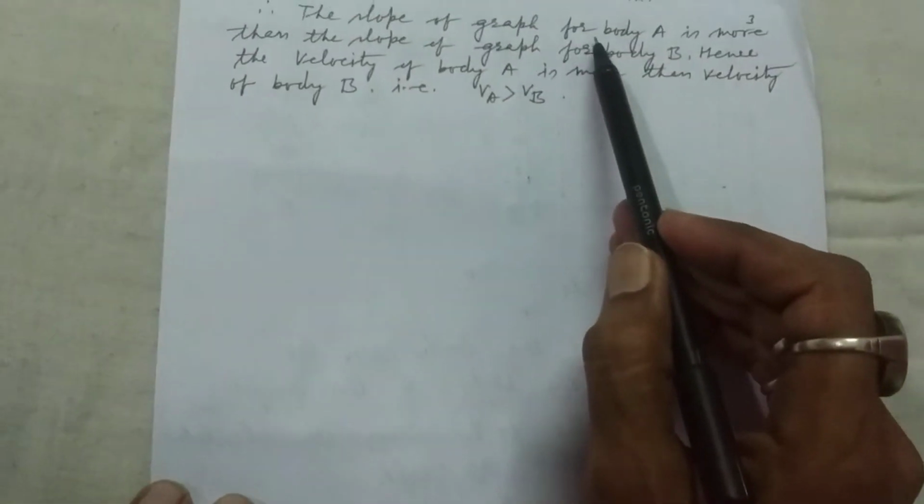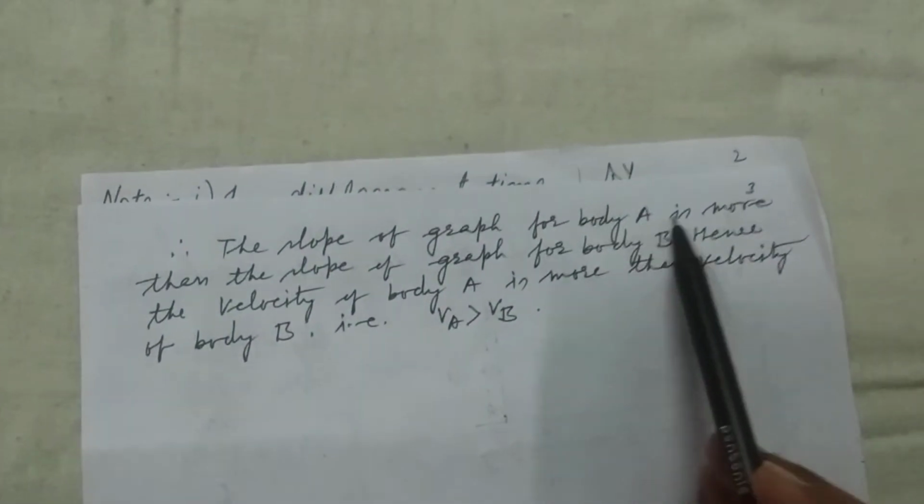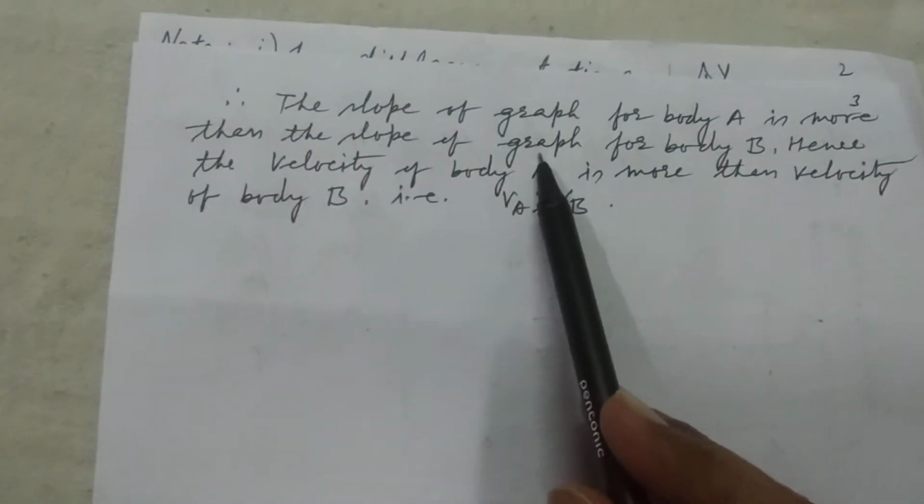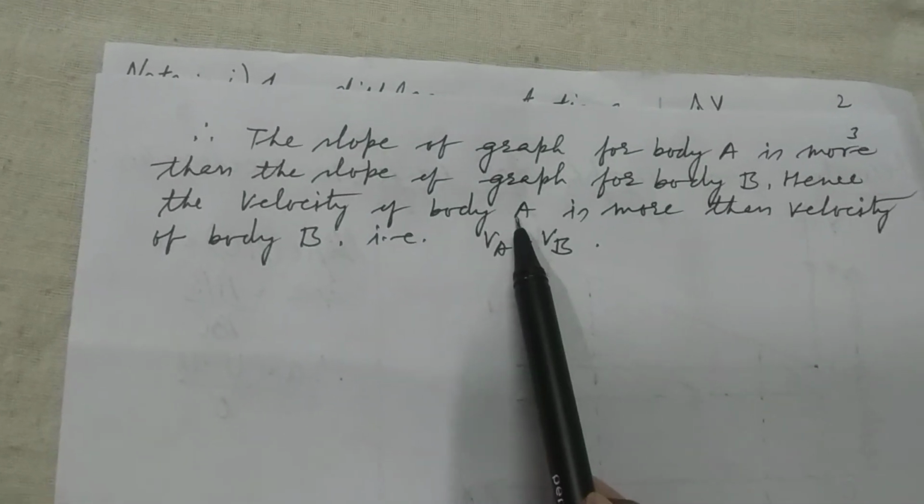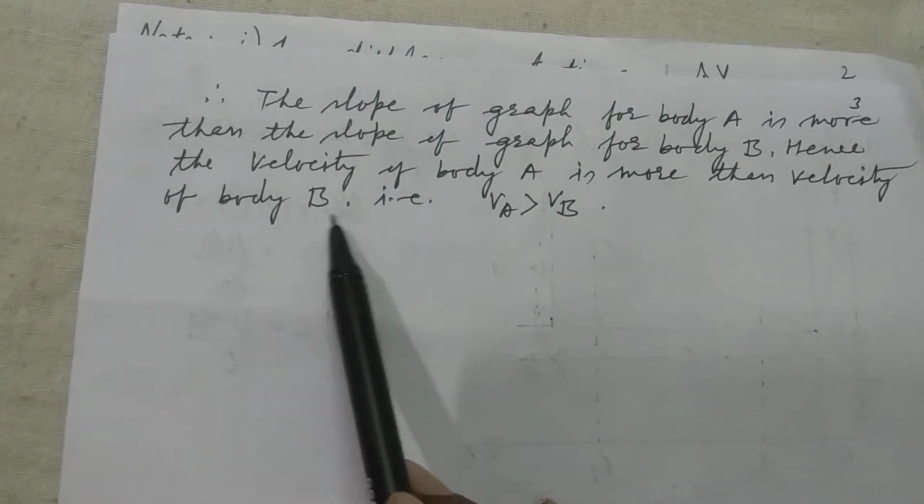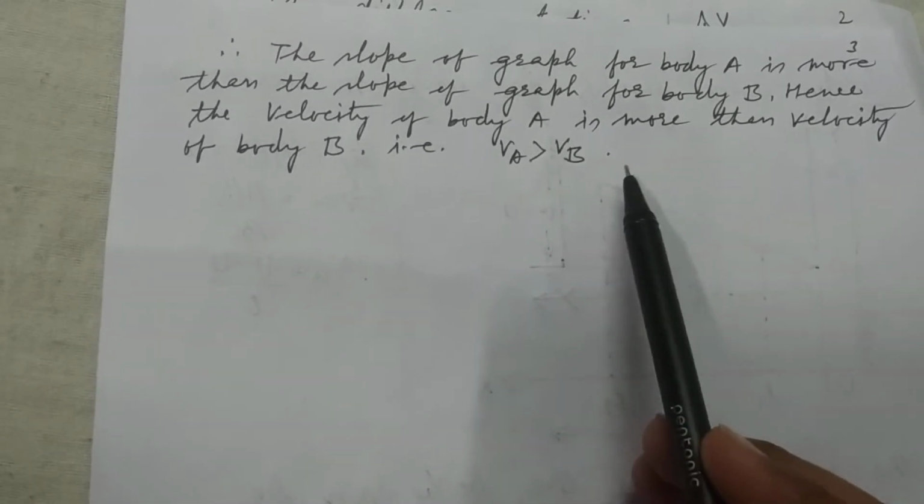So we can say the slope of the graph for body A is more than the slope of the graph for body B. Hence the velocity of body A is more than the velocity of body B. So VA is greater than VB.